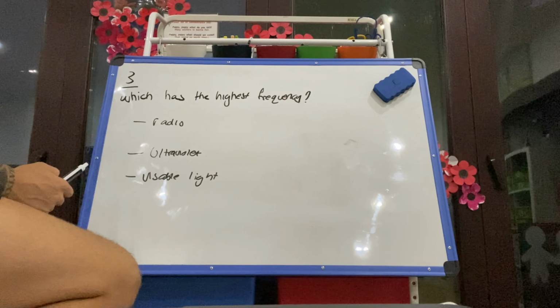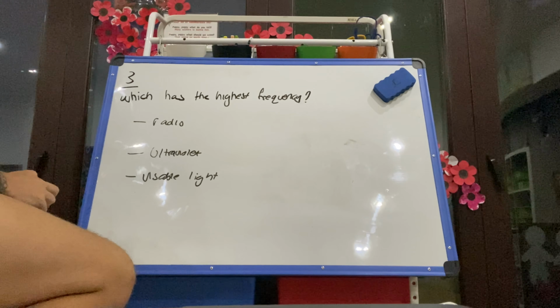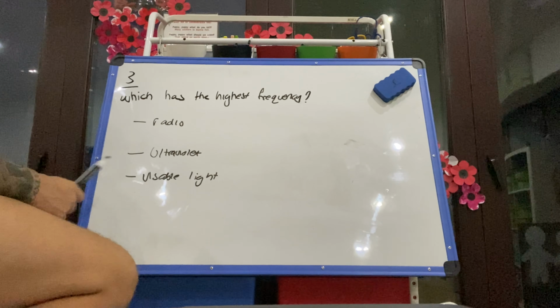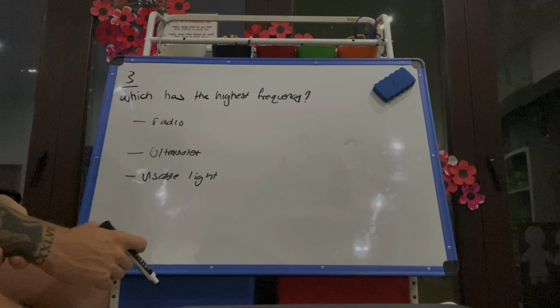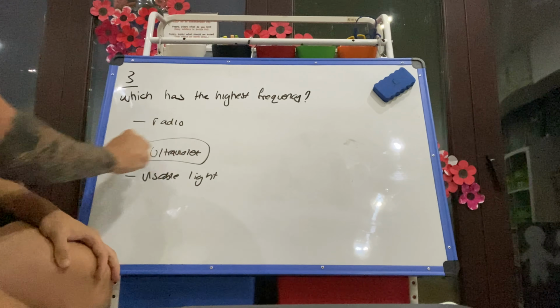So question 3 is which of these types of waves has the highest frequency? Is it radio waves, ultraviolet, or visible light? Make sure to use that mnemonic to help you remember. And now hopefully you'll have used that mnemonic to find out that it's ultraviolet light.